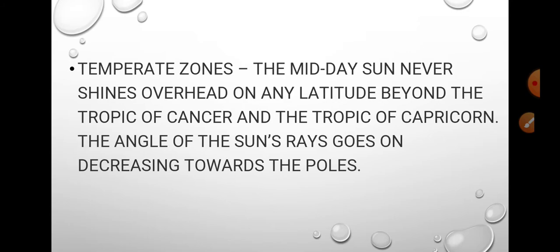The next zone is the temperate zone. The midday sun never shines overhead on any latitude beyond the Tropic of Cancer and the Tropic of Capricorn. The angles of the sun rays go on decreasing towards the pole. As such, the area bounded by the Tropic of Cancer and the Arctic Circle in the northern hemisphere and the Tropic of Capricorn and the Antarctic Circle in the southern hemisphere has moderate temperature, and it is called the temperate zone.